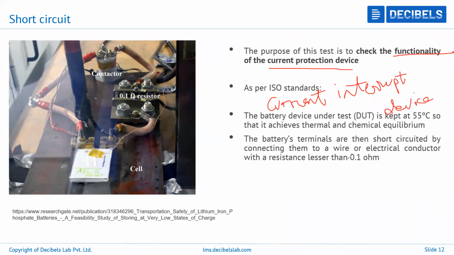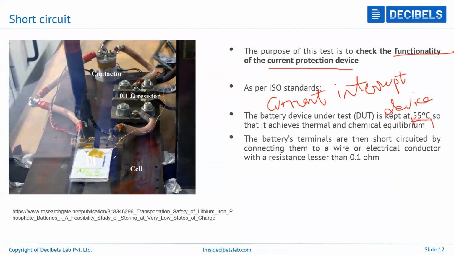Okay, so this test is done so that the functionality or the response time of this particular device is checked. 55 degrees is the temperature that it is usually kept at. Because, as I said, that is when your cell starts to discharge very heavily or very quickly, and that is when your cell is able to provide a large amount of current. So for that purpose, it is kept at 55 degrees Celsius.